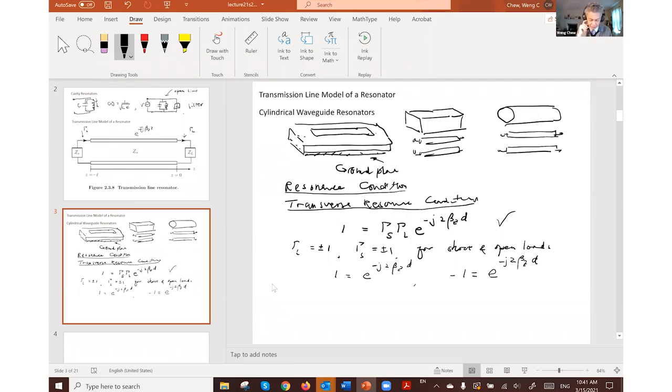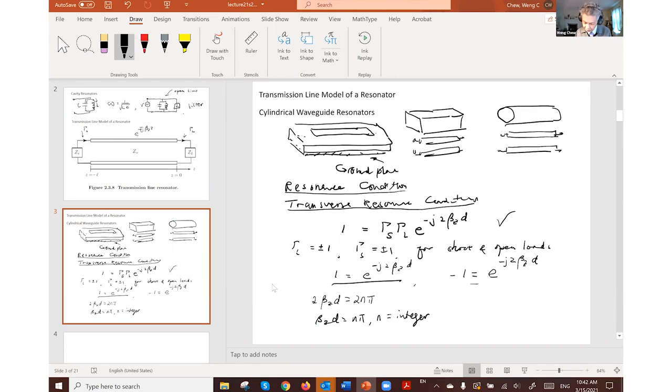Okay, so for the left-hand equation, you can easily solve it. It should be that 2 beta z d is equal to 2n pi. Okay, when you require that 2 beta z d is 2n pi, or beta z d is n pi, where n is an integer, then the resonance condition will be satisfied.